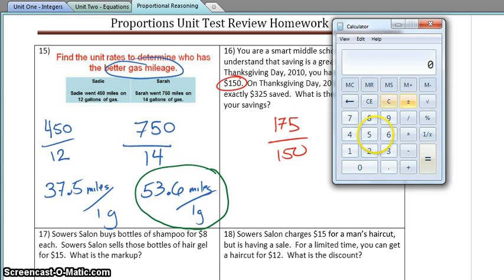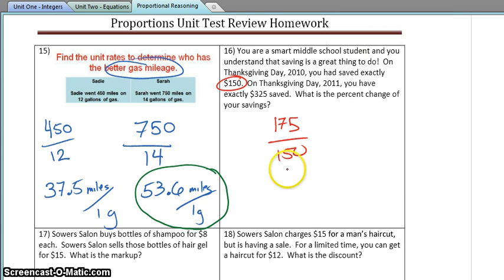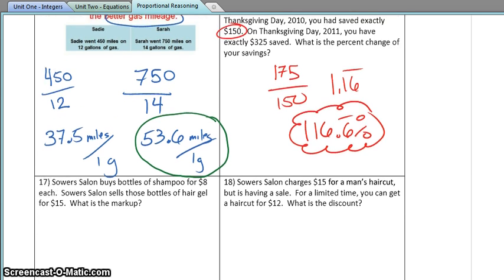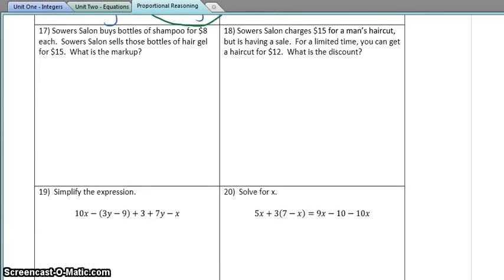Looks like it's 1.16666666 repeating. That is moving the decimal 2 places to the right, multiplying it by 100%. 116.6 repeating percent. You have made 116.6% more. That's the percent change of your savings.